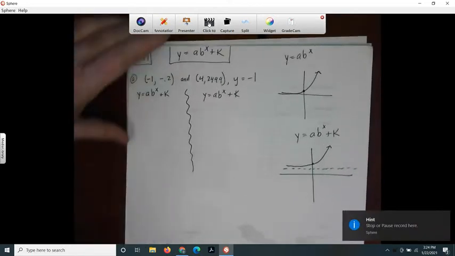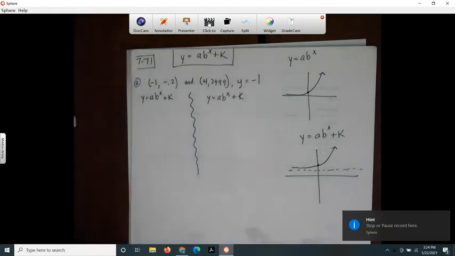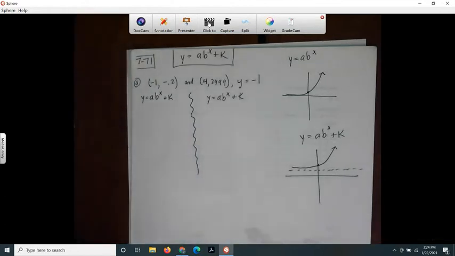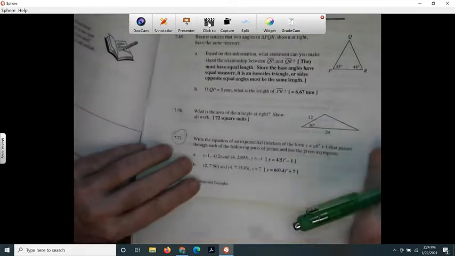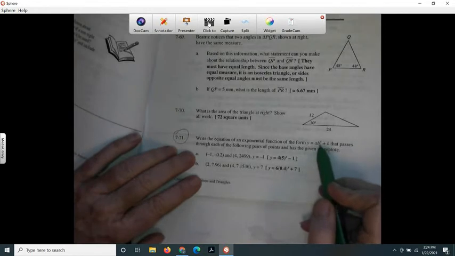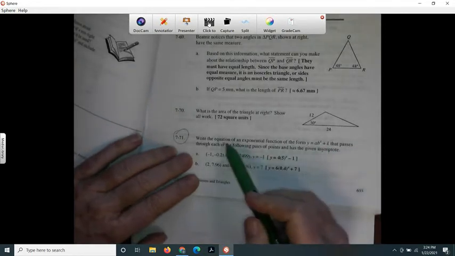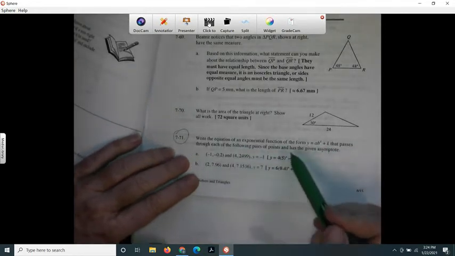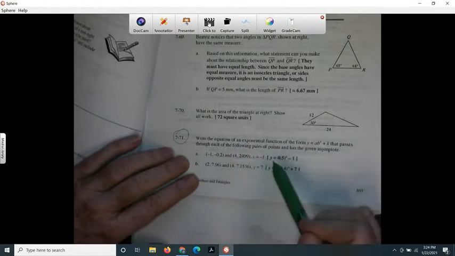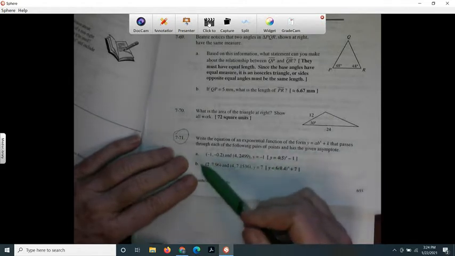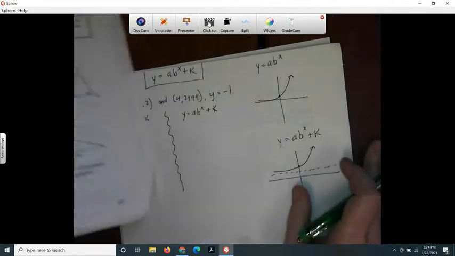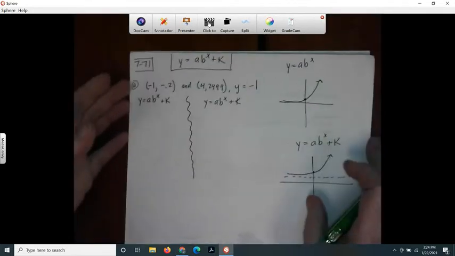Here's Integrated 3. This is problem 7-71. It says, write the equation of an exponential function of the form y equals a times b to the x plus k that passes through each of the following pairs of points and has the given asymptote. So you've got letter A and letter B. These take a while to do. So this is letter A.